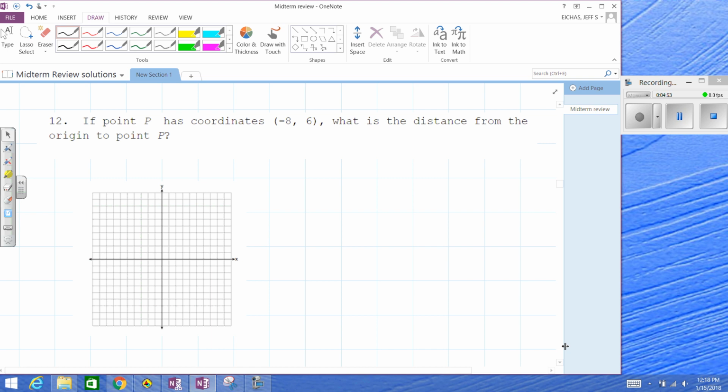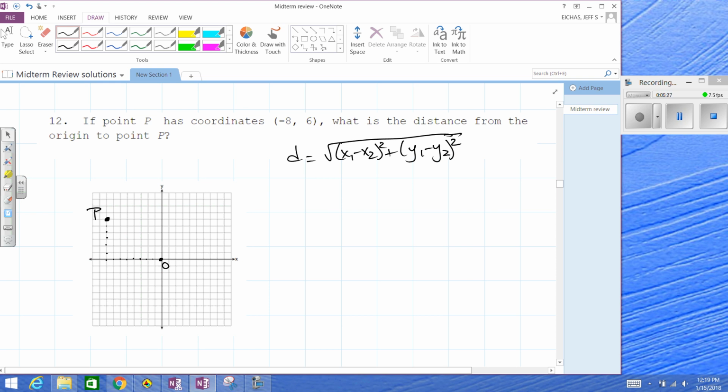Another chapter 2 concept, geometry basics, distance. So origin to negative 8, 6. Okay. Let's see, P, and this is the origin. Now, they want you to use the distance formula. If they ever give it to you, it looks like this. We're not going to use that, though. We just use the Pythagorean Theorem.